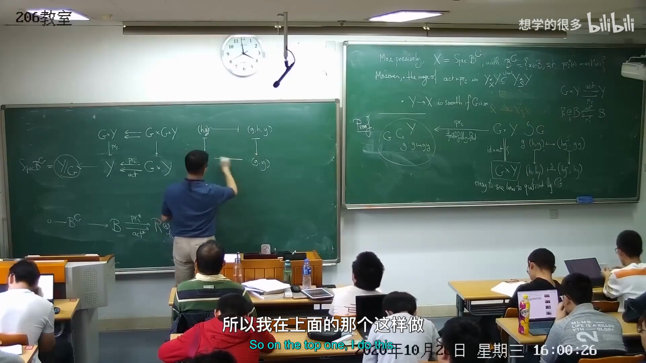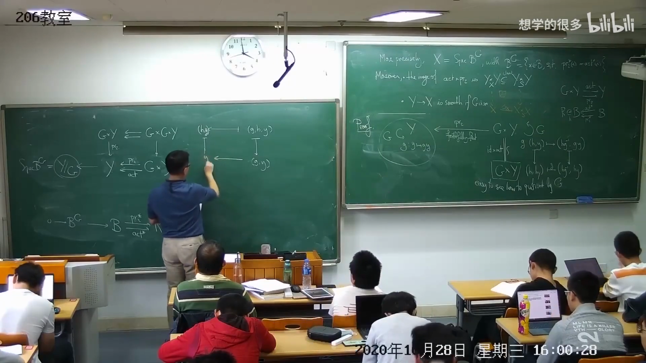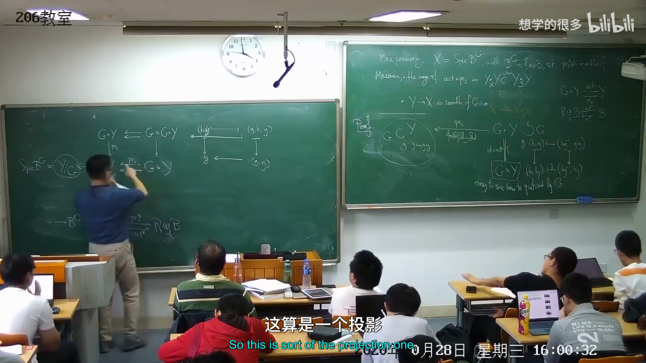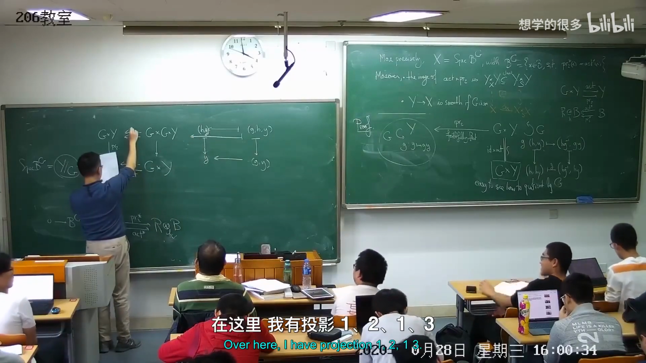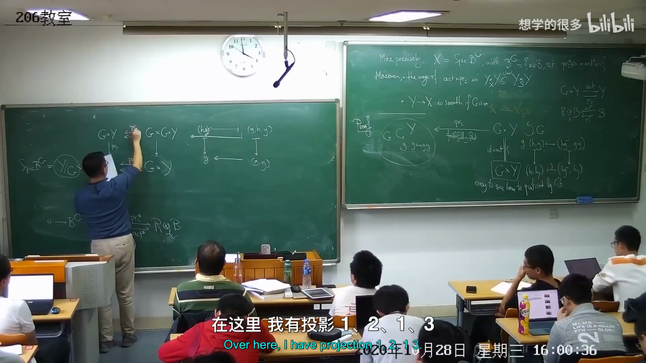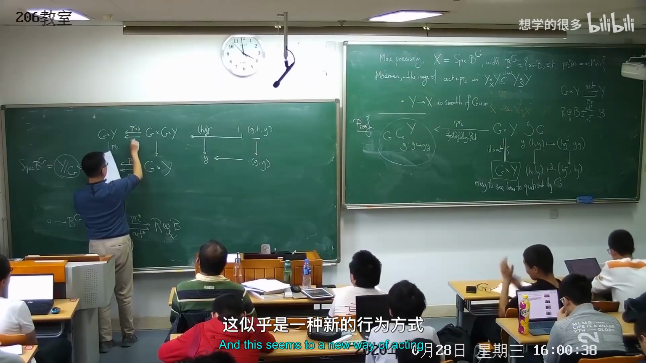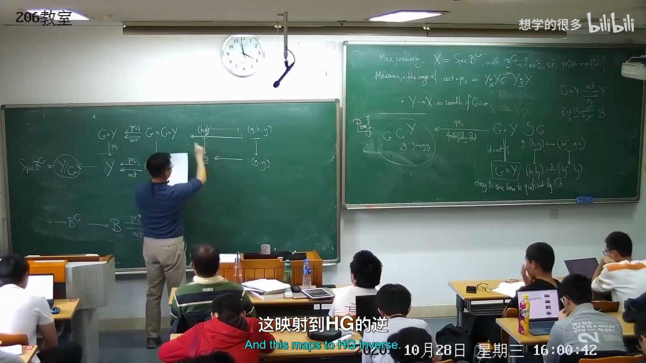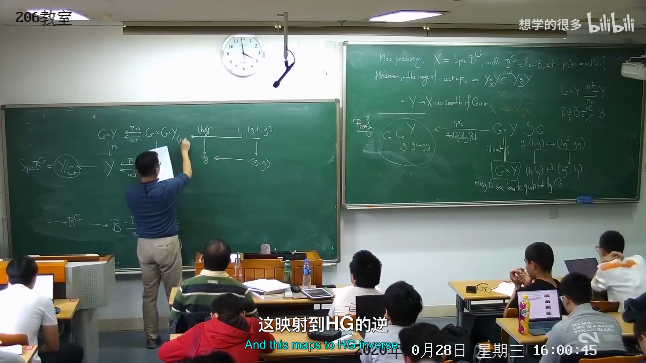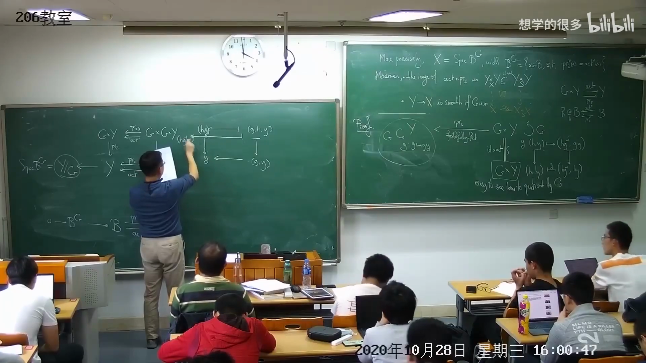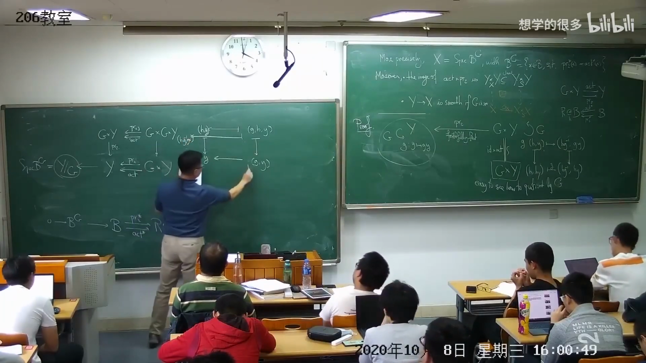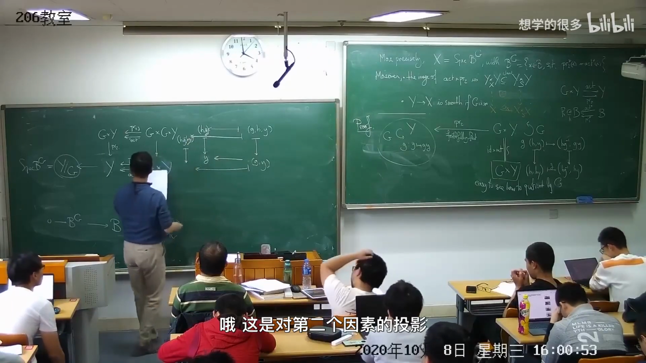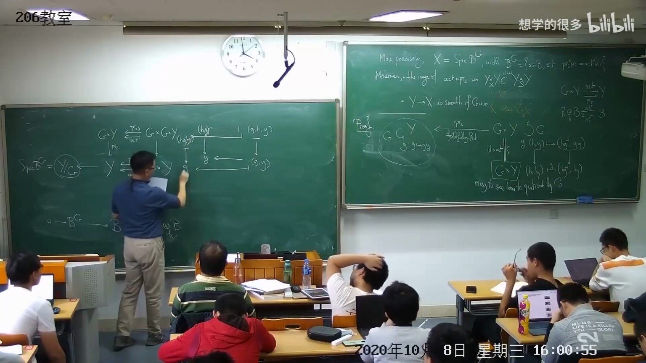So on the top one, I do this. That's just Y. By the bottom map, so this is sort of the projection one. Over here, I have projection 1, 2, 1, 3, and this is some sort of a new way of acting. And this maps to HG inverse GX. And this maps to GY. Oh, this is projection to the second factor. So this maps to GY.